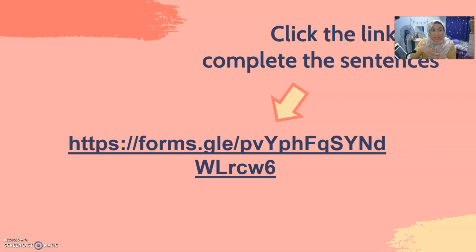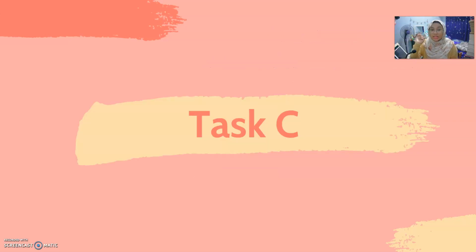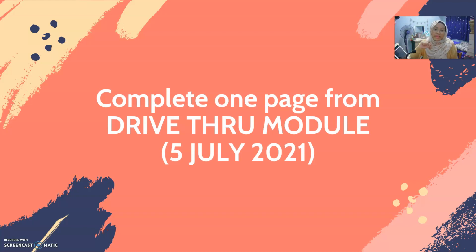And then task B is you have to fill in this Google form. Last week I gave the same exercise, but a lot of you did not understand the topic. So I will give you another chance to do the same worksheet, the same questions, with what you have learned today. After you're done with this work, I want you to complete one page from the drive-through module for the 5th of July 2021. All the links will be down in the description, so you can just click down below to do the live worksheet and the Google form.